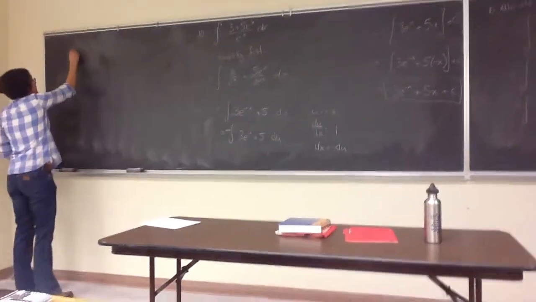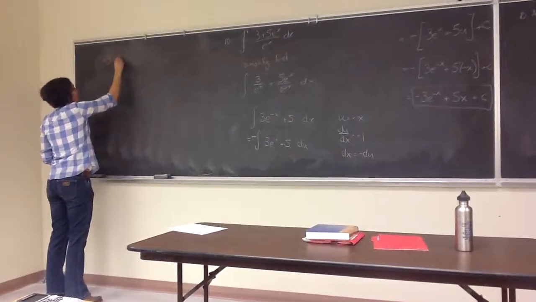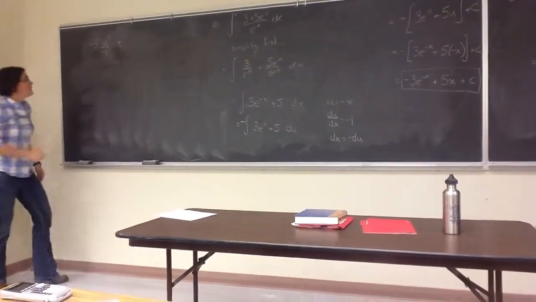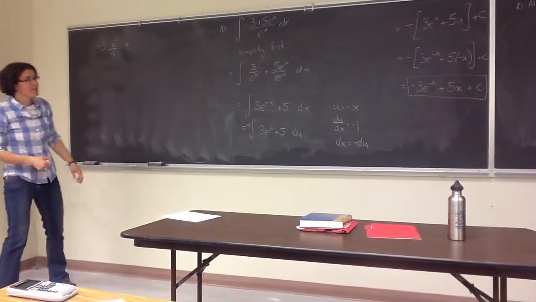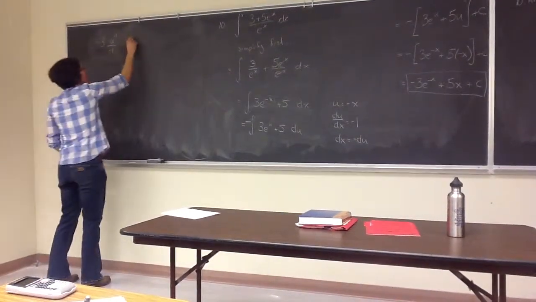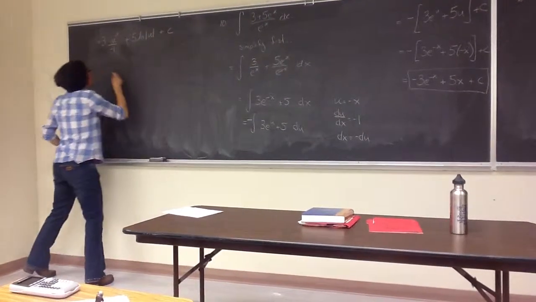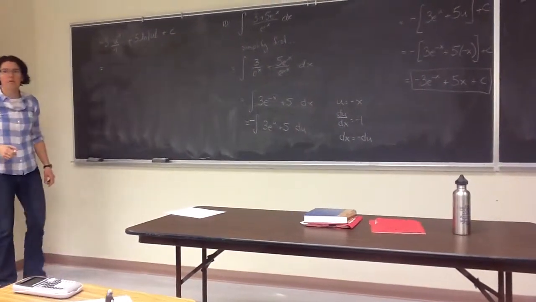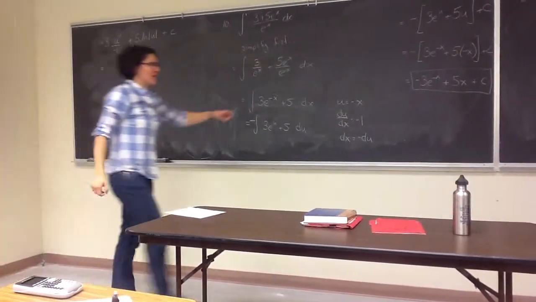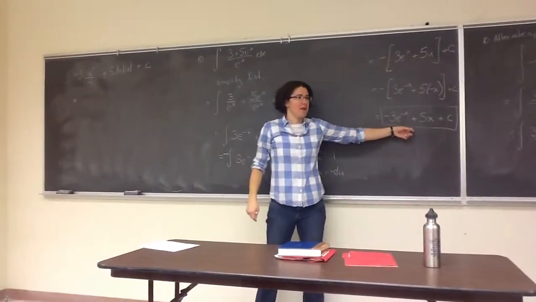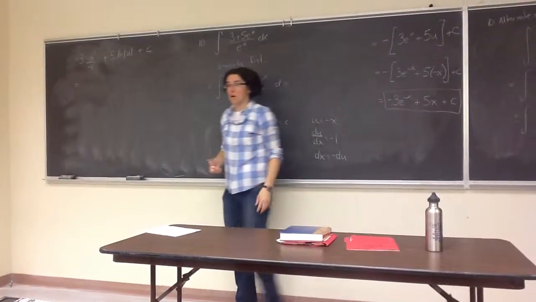And now this is actually pretty easy to integrate. I add 1 to the power and divide by that new power. So I've got 3u to the negative 1 over negative 1. And then I've got 5 times the natural log of the absolute value of u. And then I have a plus c on the end. So take a look at this. Right now my answer is not looking at all like it's going to be this final answer over here. But we haven't done anything wrong.